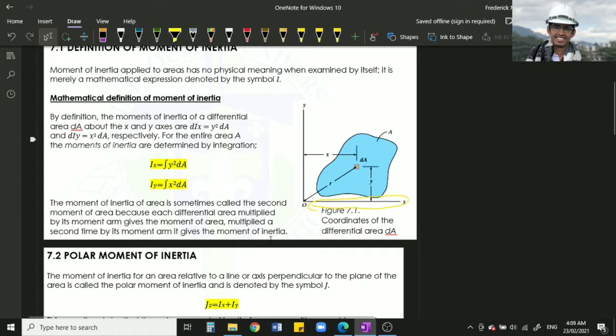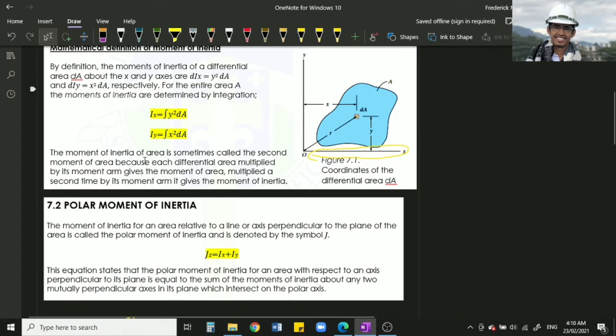Okay? So the moment of inertia of area is sometimes called the second moment of area because each differential area multiplied by its moment arm gives the moment of area. So kapag yung differential area ay minultiply natin sa moment arm niya, example with respect to the y-axis, yung moment arm niya is x, so it gives the moment of area. Yung moment of inertia naman is i-multiply ulit natin siya second time by its moment arm, kaya naging x squared yon. It will give the moment of inertia.